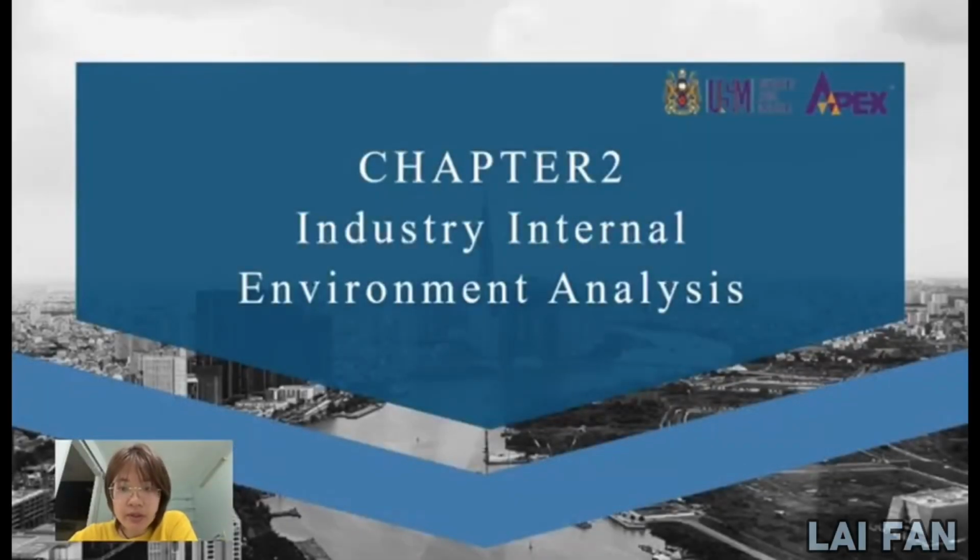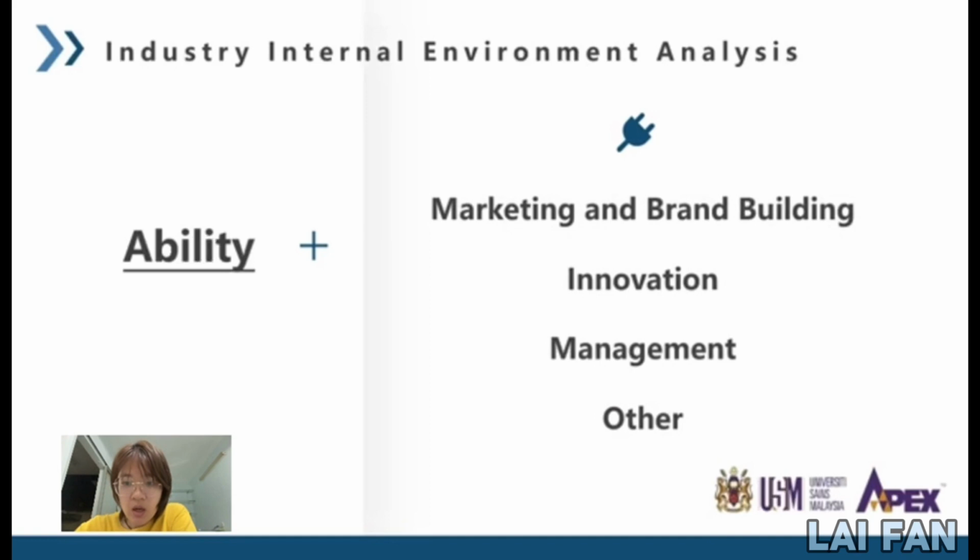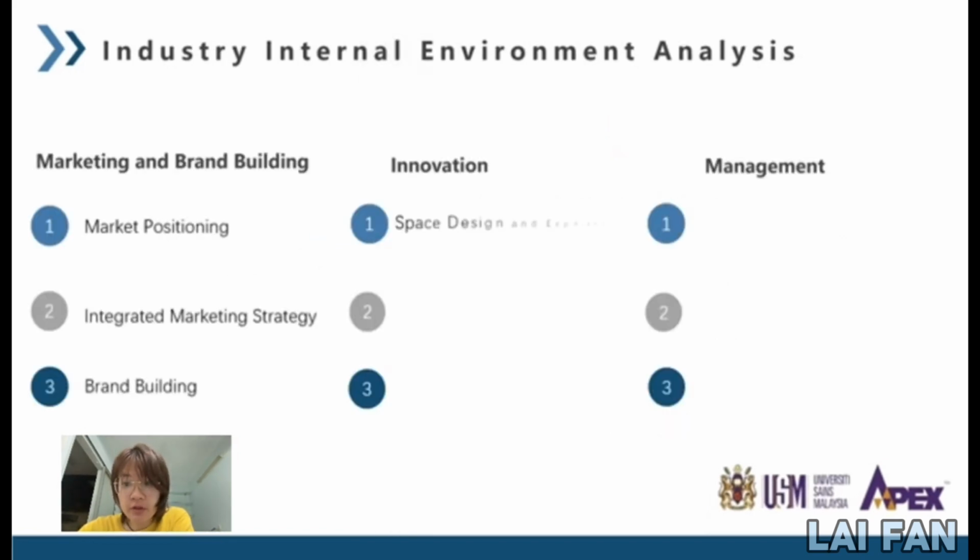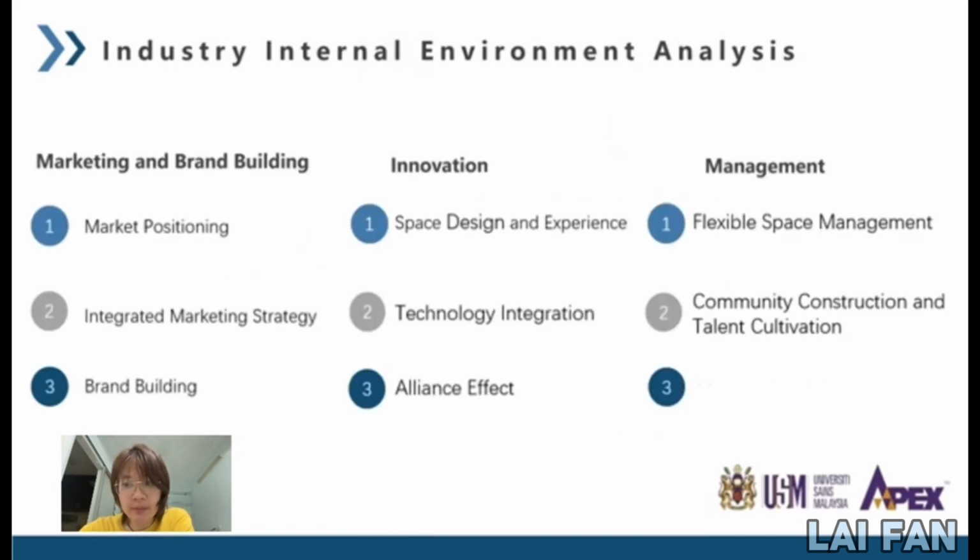Now I would like to describe another part of the analysis of the internal environment of the industry. Through the analysis of the abilities and core competitiveness, we illustrate the future development trends of shared office space. In terms of the abilities, we sort out 4 parts: marketing and brand building, innovations, management, and others. Now let's focus on explaining the 3 outstanding capabilities in shared office space.